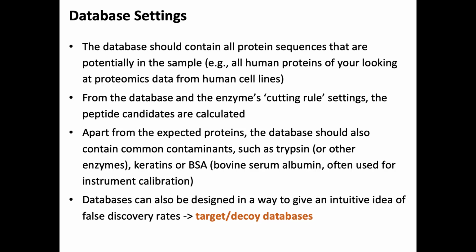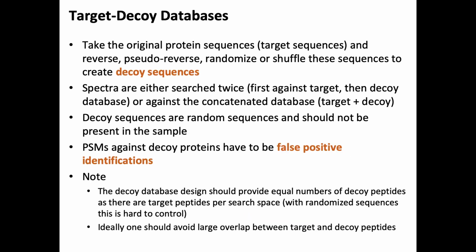Databases can also be designed in a way that they give you a good idea of this false discovery rate, so the rate by which you have incorrect identifications, and that is the idea of target-decoy search. Target-decoy databases are based on a very simple idea. You put in sequences, like reverse sequences, of which you're sure that they can't be in your sample.